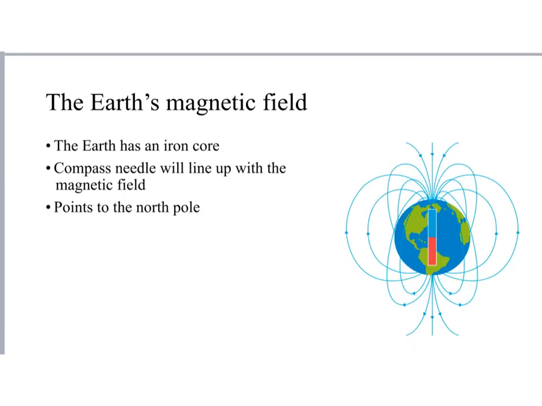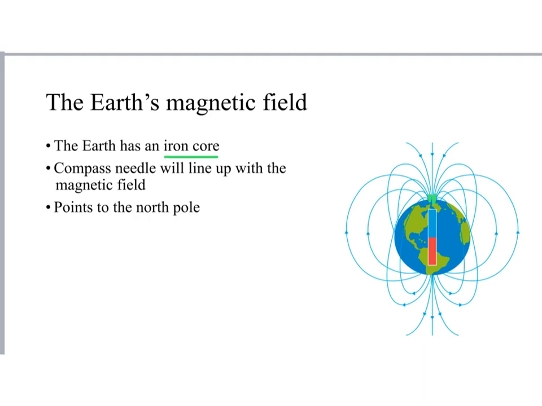So why do compasses point north? They point north because the Earth itself has a magnetic field. The North Pole of the Earth's magnetic field is really, really close to what we call the geographical North Pole. So the compass will always point towards the magnetic North Pole of the Earth. The reason that the Earth has a magnetic field is because it has an iron core.